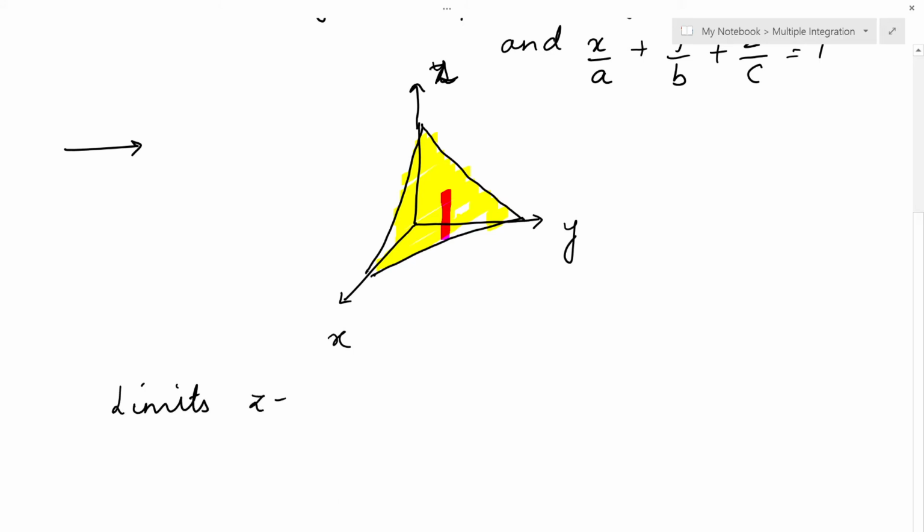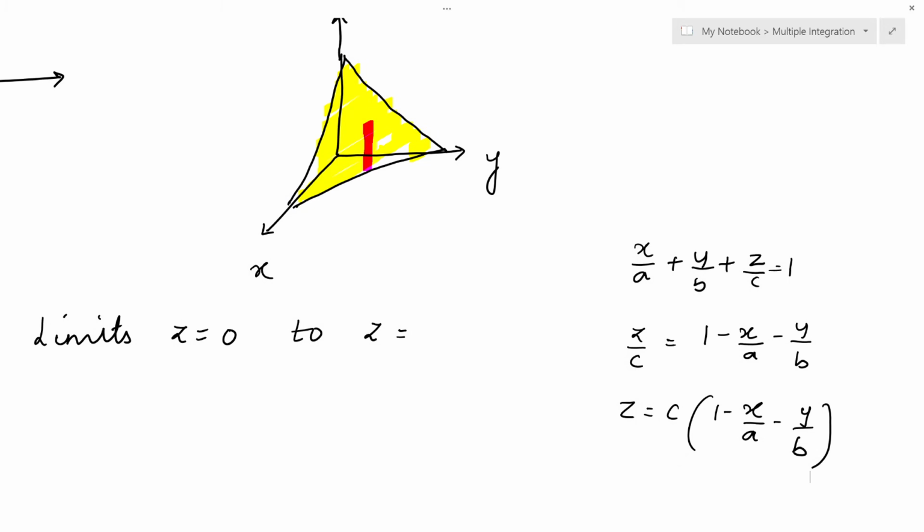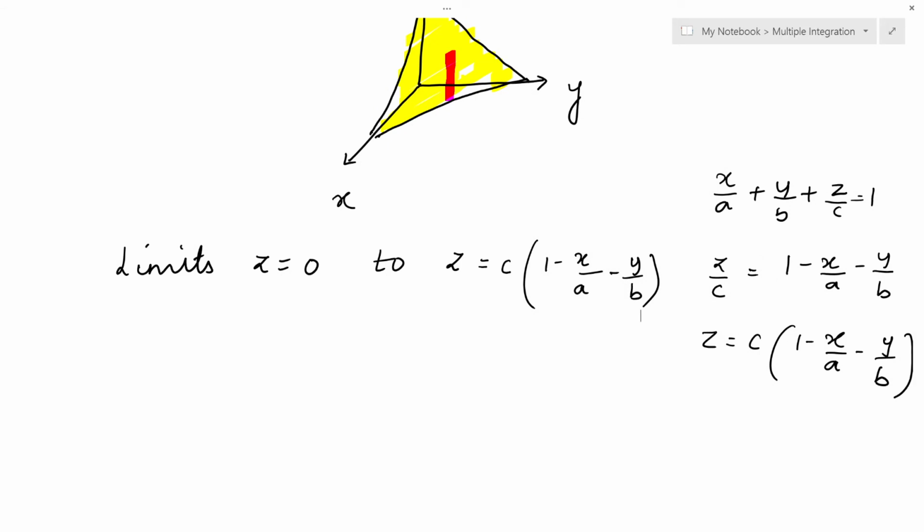clearly will be z = 0 to z = ..., now the plane is x/a + y/b + z/c = 1. So if I find the value of z, that will be 1 minus x/a minus y/b. So z is equal to c into 1 minus x/a minus y/b. So my upper limit is c into 1 minus x/a minus y/b, right? So now your z limits are done.